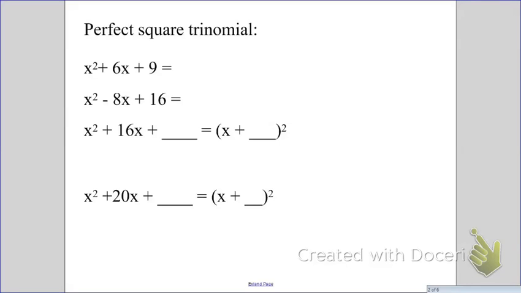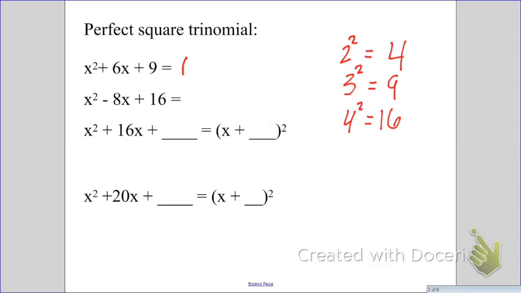Now, we do know what perfect squares are. Perfect squares are numbers like 4, 9, 16, because they come from numbers that are squared. So they're numbers that are perfect in the way that they were squared. A perfect square trinomial is very similar. Instead of squaring a single number, we're going to be squaring what's called a binomial.